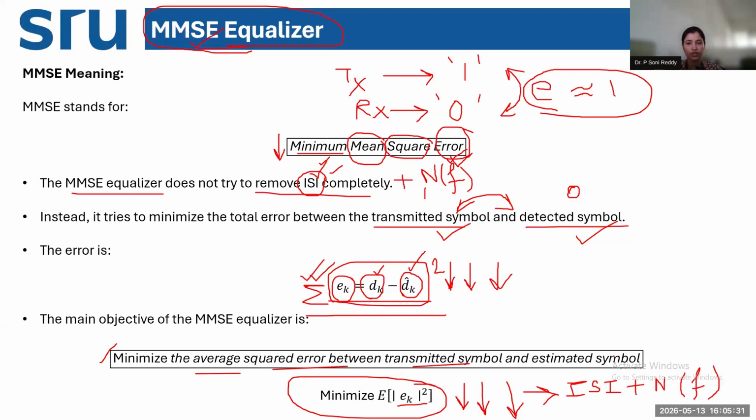Okay, so this is the basic comparison of the two types of linear equalizer, that is your zero forcing and your MMSE.